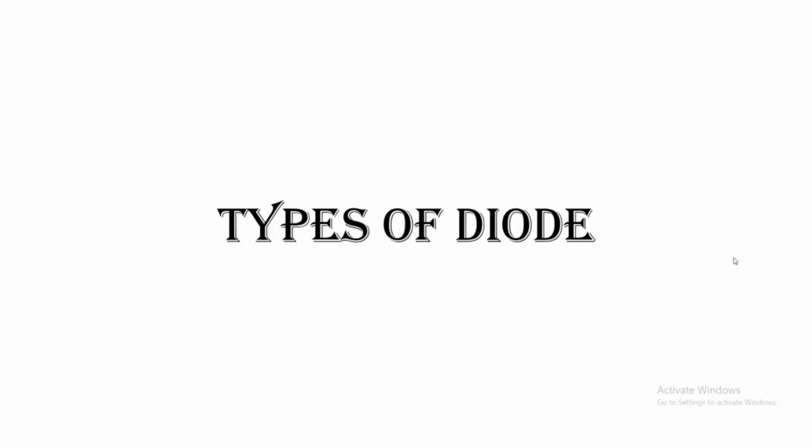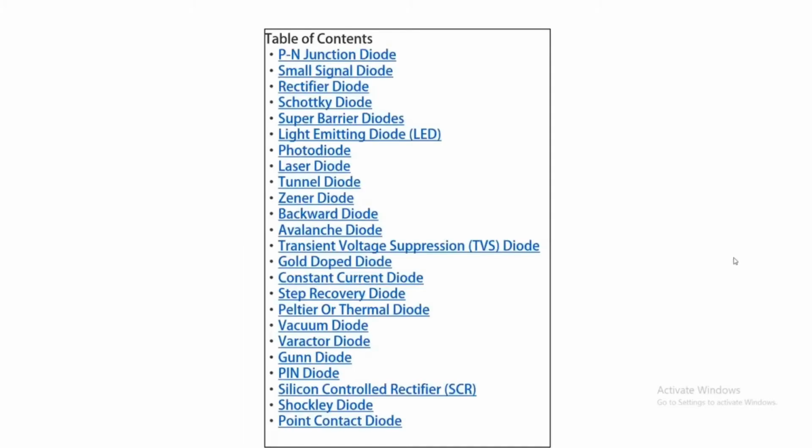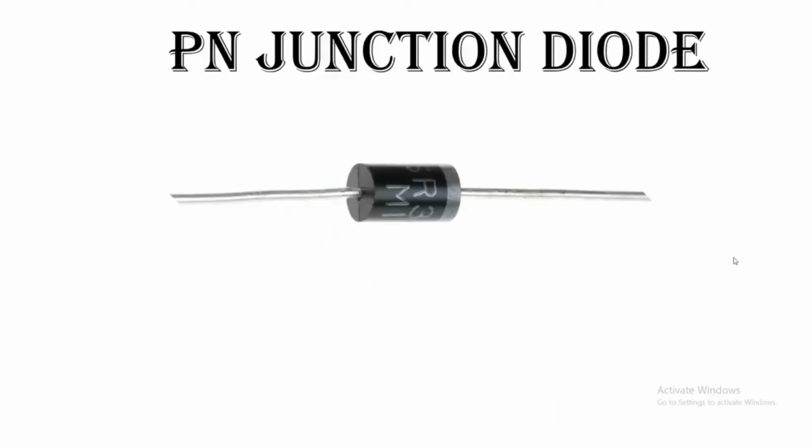How many types of diodes are there? There are more than 20 types of diodes. The list is here: the PN junction diode, small signal diode, rectifier diode, and more. The first type of diode is the PN junction diode. The PN junction diode is the most commonly used diode. It looks like this, and we are using this diode in every circuit.